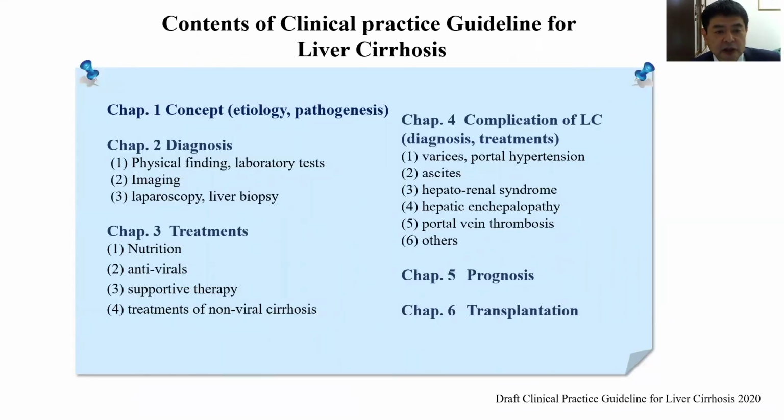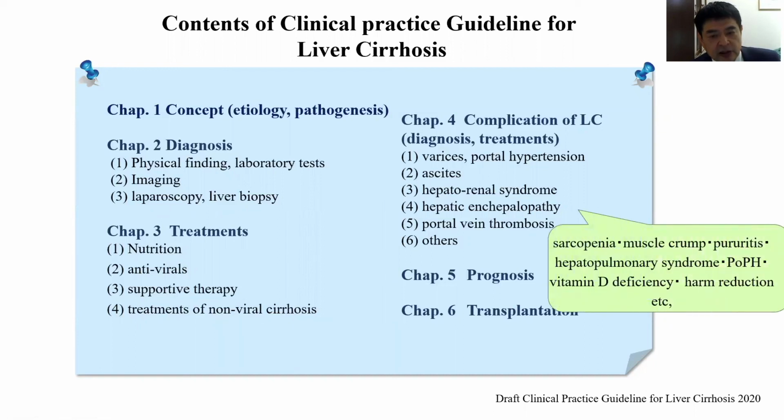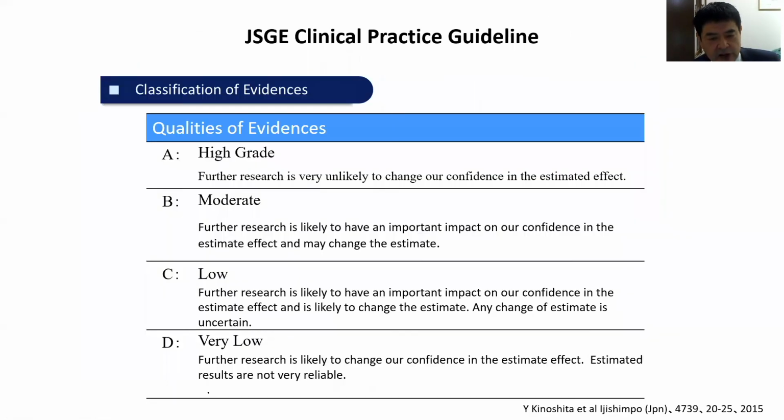The content of the clinical practice guideline for liver cirrhosis is concept, diagnosis, treatment and complications of liver cirrhosis, prognosis, and finally, transplantation. And in these revisions, we are including DAA for treating viral hepatitis and, of course, a description of NASH. Complications of liver cirrhosis, sarcopenia, muscle cramp, pruritus, hepatopulmonary syndrome, pulmonary hypertension, vitamin D deficiency, and alcoholic harm reduction are also included.